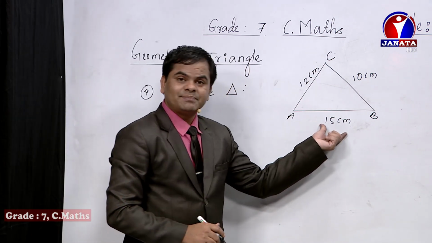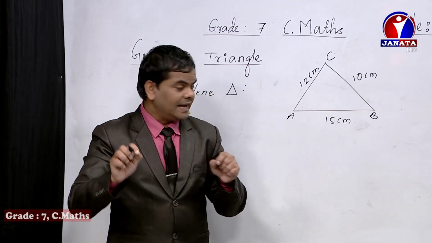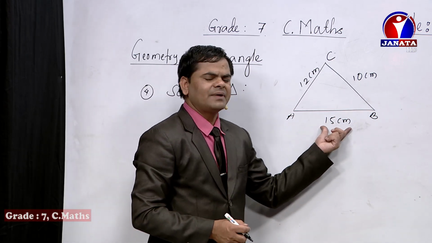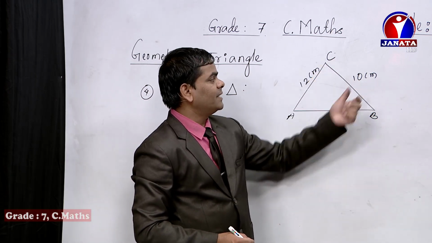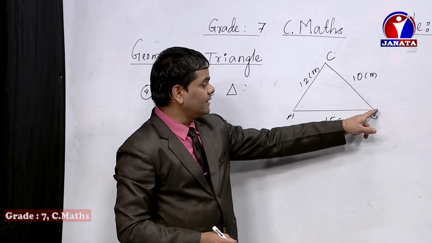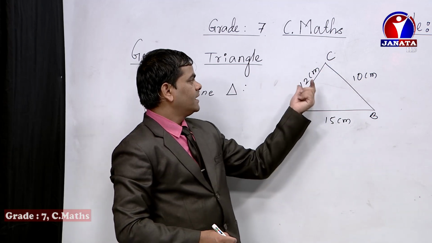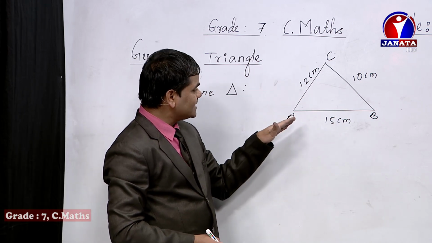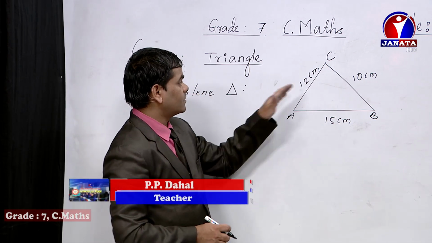And what do you mean by this 15? The length between A and B. When we measure the length between A and B using a scale, if it comes as 15 centimeter, it means that. Similarly, side BC has a measurement of 10 centimeter, the length measured by scale from point B to point C. Similarly, in case of AC, 12 centimeter represents the length between points A and C.